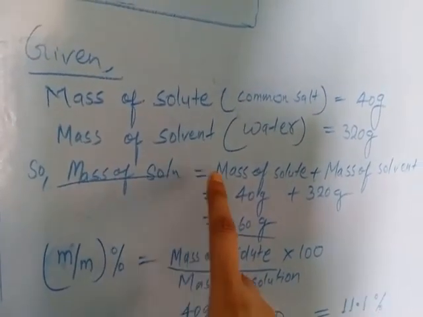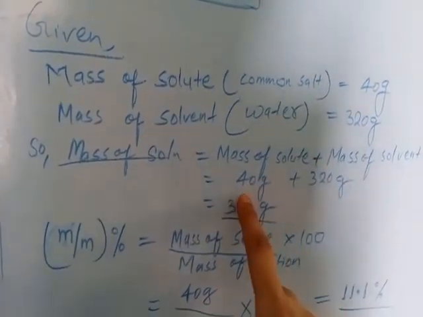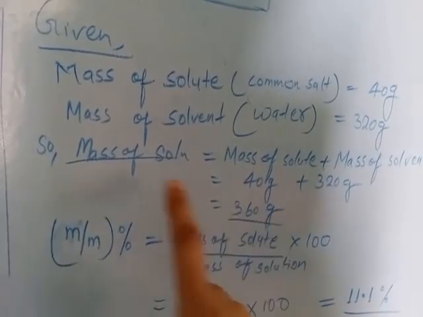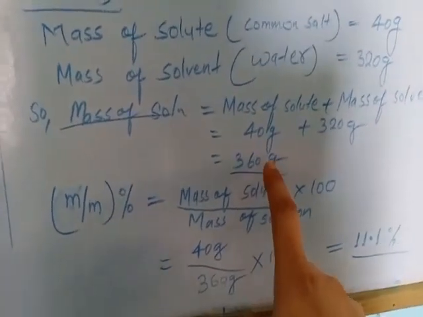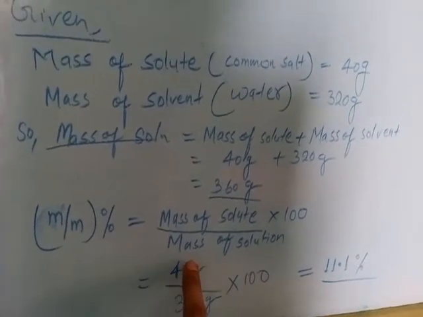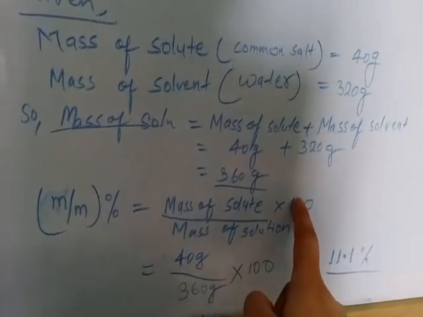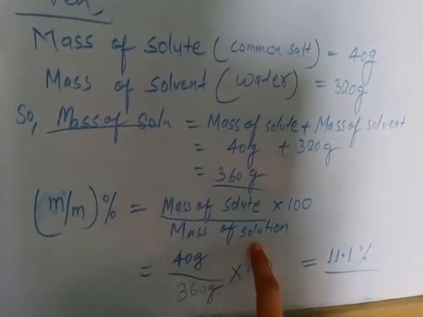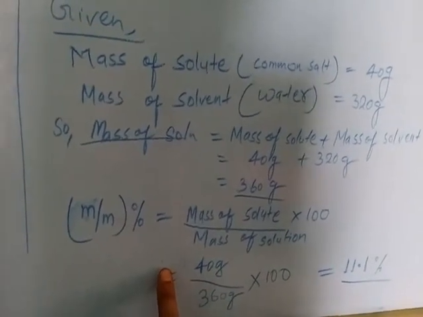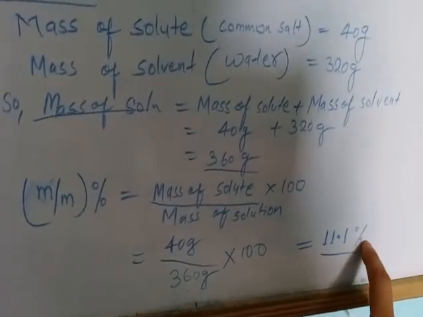Mass of solution is equal to mass of solute plus mass of solvent, that is 40 gram plus 320 gram, which gives 360 gram. So the mass of solution is 360 gram. We put in the values: mass of solute 40 gram divided by mass of solution 360 gram into 100. When we solve this, we get 11.1%. That means the concentration of the solution in terms of mass by mass percentage is 11.1%.